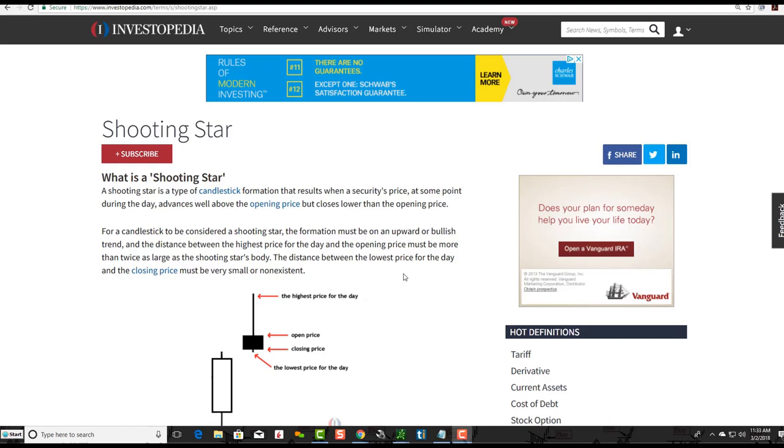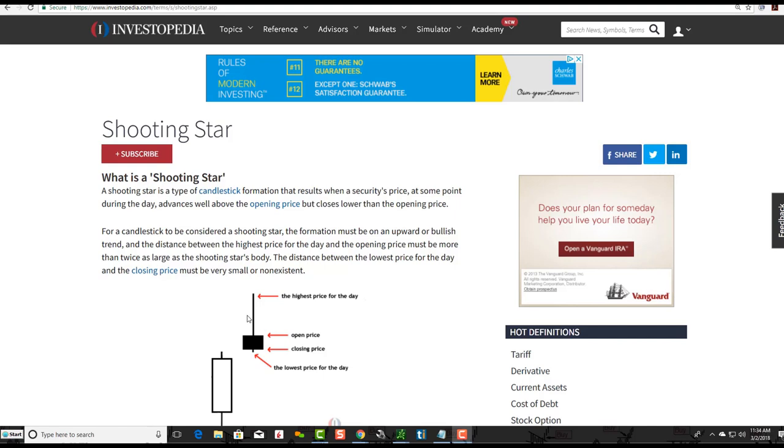So, what is a shooting star? A shooting star is a type of candlestick formation that results when a security's price at some point during the day advances well above the opening price but closes lower than the opening price. For a candlestick to be considered a shooting star, the formation must be in an upward or bullish trend. The distance between the high price for the day and the opening price must be more than twice as large as the shooting star's body. The distance between the lowest price for the day and the closing price must be very small or non-existent.